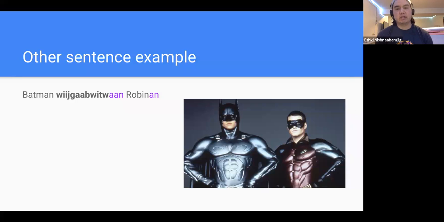So another sentence example, Batman wijigabwetuan Robinan. So we have Batman standing with Robin. I highlighted the root part, the wijigabweto, and then we're just adding the an. So he's standing with him, wijigabwetuan, Robinan.